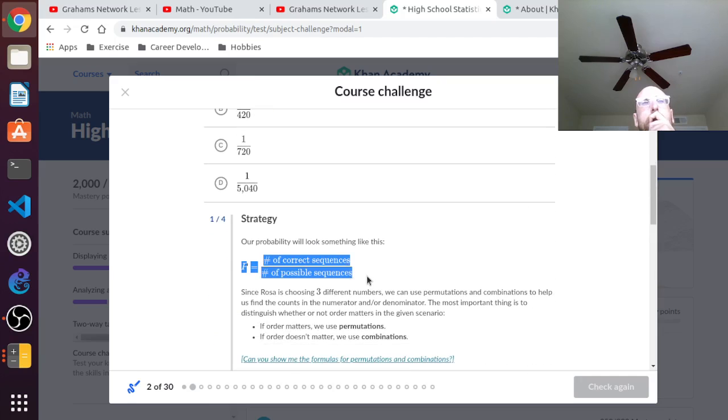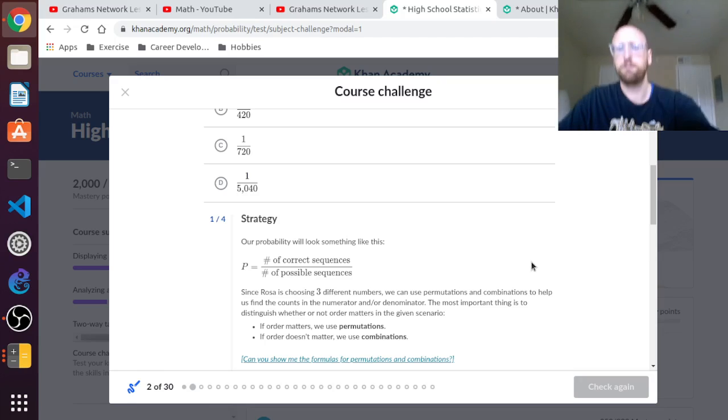Okay, yeah, I remember this probability equation here. So our probability will look something like this. Probability equals the number of correct sequences divided by the number of possible sequences. Since Rosa is choosing 3 different numbers, we can use permutations and combinations to help us find the counts in the numerator and/or denominator.